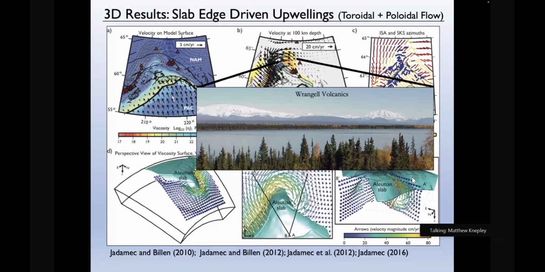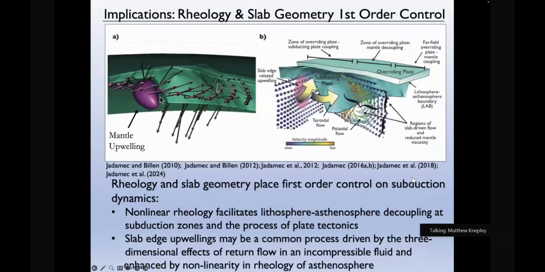Because again, if you're completely coupled, your surface motion and asthenosphere motion should be the same. If the surface motion is going this way and the asthenosphere is going this way, they're decoupled. So that composite viscosity helps to decouple that. And here's a view of those upwelling pods. In summary for that tectonic process, rheology and slab geometry place a first-order control on these dynamics and can explain a new mechanism for these slab edge volcanoes. And that composite viscosity facilitates lithosphere-asthenosphere coupling that allows these upwellings and can facilitate sustained plate tectonics through time.